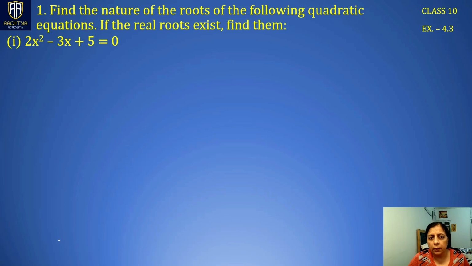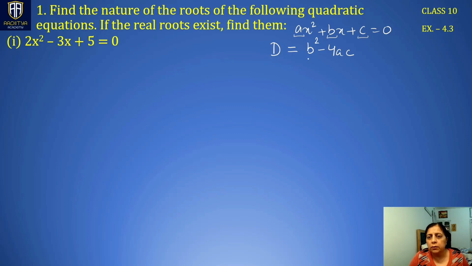Before directly coming to the question, I would just like to revise the discriminant method with you. The discriminant of a quadratic polynomial is given as b square minus 4ac, where the standard quadratic equation is ax square plus bx plus c is equal to 0. Here a is the coefficient of x square, b is the coefficient of x, and c is the constant term.